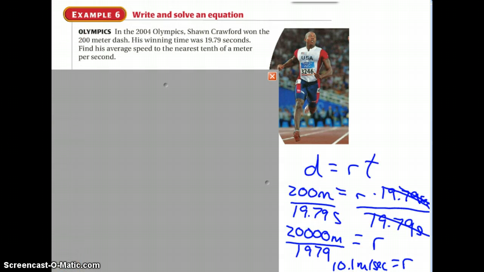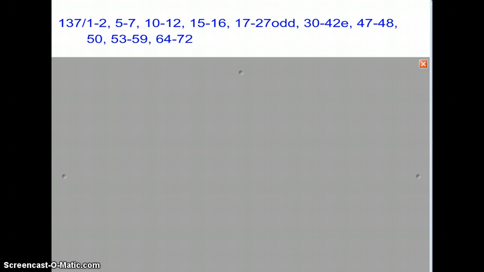Okay, so we start with our formula, d equals rt, and when we substitute the known information, we have one variable. We simply had 200 meters equals rate times 19.79. And now we undid that using the inverse operation division. And we see that he travels actually at about 10.1 meters per second. Now think of this meter stick. I'm going to do this for the computer.